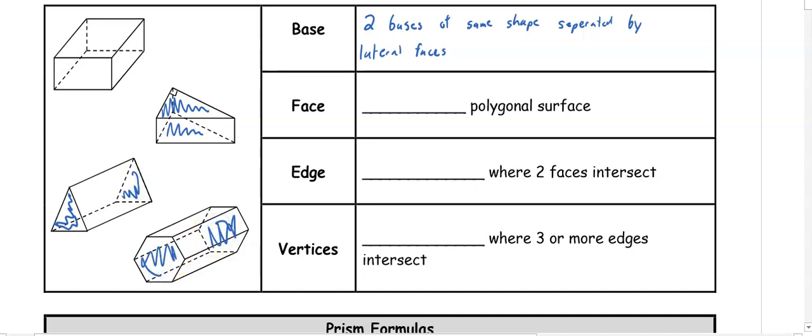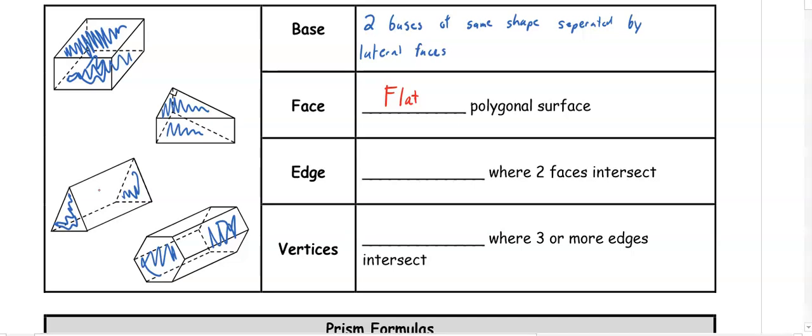The only tricky shape is when we have a bunch of rectangles. So usually when we have a bunch of rectangles, one of them will either be shaded. If not, you can always just pick. So in this case, if nothing's shaded, I'm just going to pick the top and bottom to be my bases. Then your face is the flat polygon surfaces.